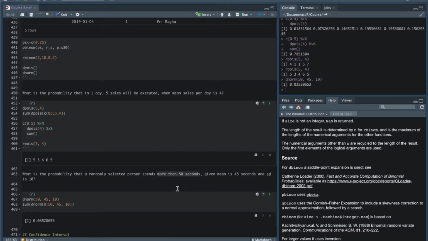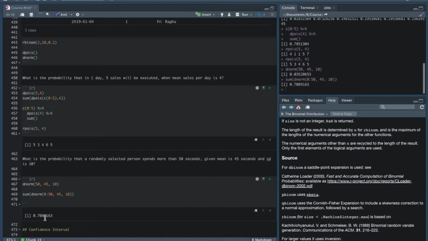This is where one of the probability rules comes into the picture. We first calculate the probability of 0 to 50, that is less than or equal to 50, which is 0.7. And if you remember from collectively exhaustive events, the summation of all possible events becomes 1. So if we subtract this from 1, we get the probability that this person spends more than 50 seconds, given the mean is 45 and the standard deviation is 10.